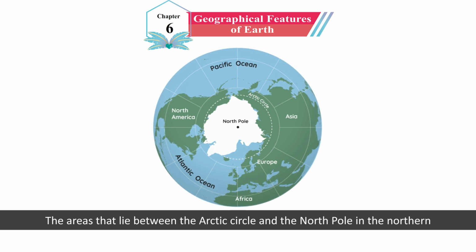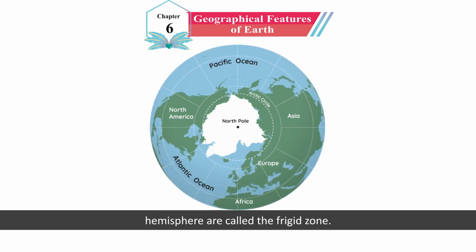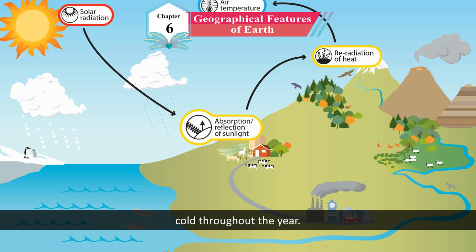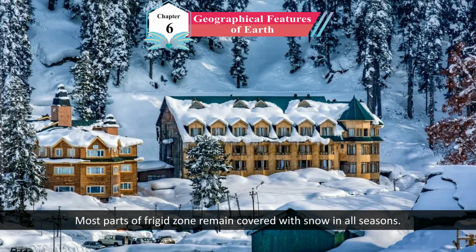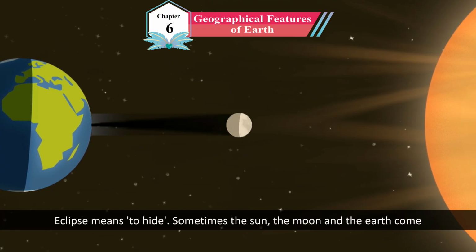The frigid zone. The areas that lie between the Arctic Circle and the North Pole in the northern hemisphere and between the Antarctic Circle and the South Pole in the southern hemisphere are called the frigid zone. These areas receive very little heat from the sun and hence remain very cold throughout the year. Most parts of frigid zone remain covered with snow in all seasons. In the northern hemisphere, it is called the North Frigid Zone, and in the southern hemisphere, it is called the South Frigid Zone.